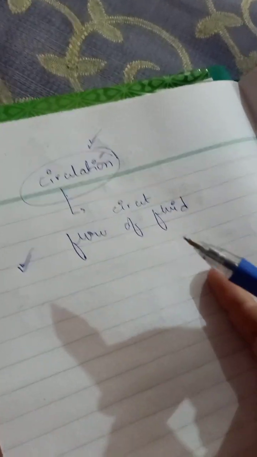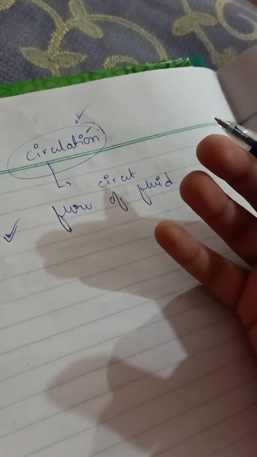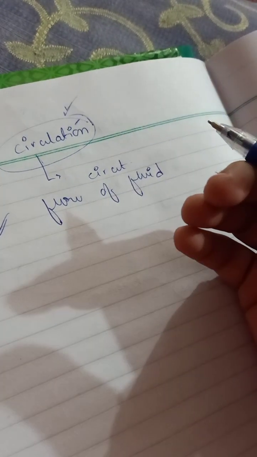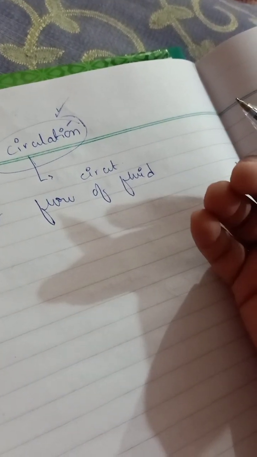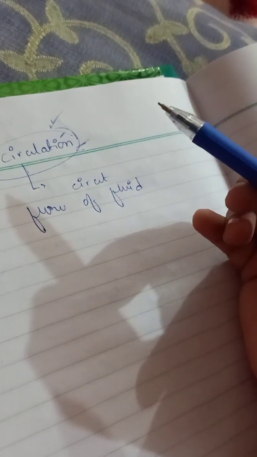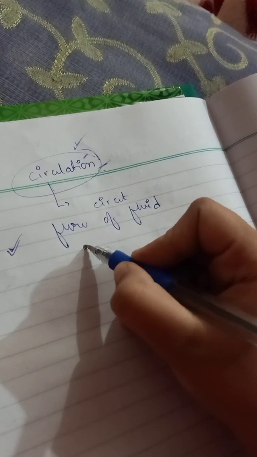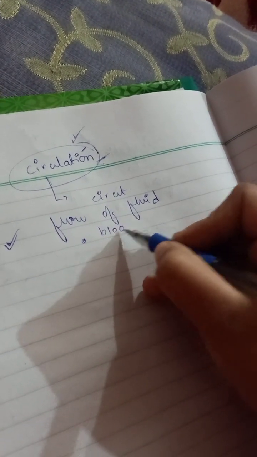As you all know, you have heard that there is circulation in our body through the blood. So that is circulation. There is a medium like blood or lymph. If we talk about a living organism, we have circulation through a medium, that is blood.